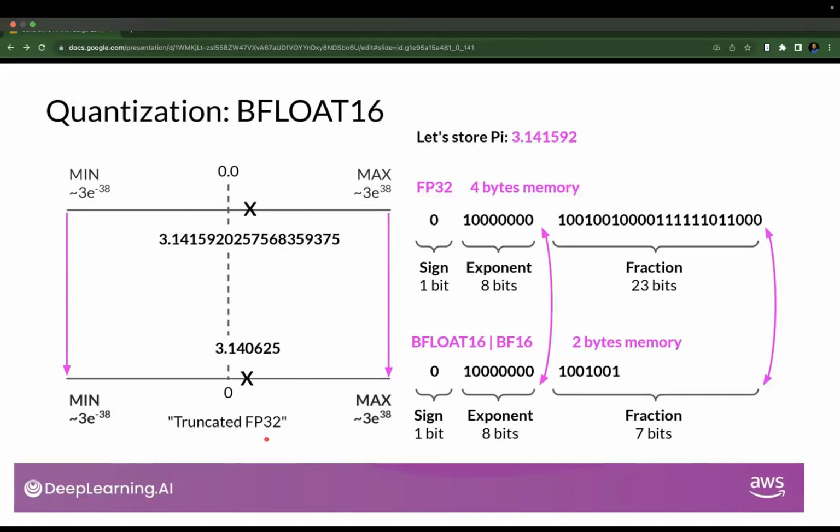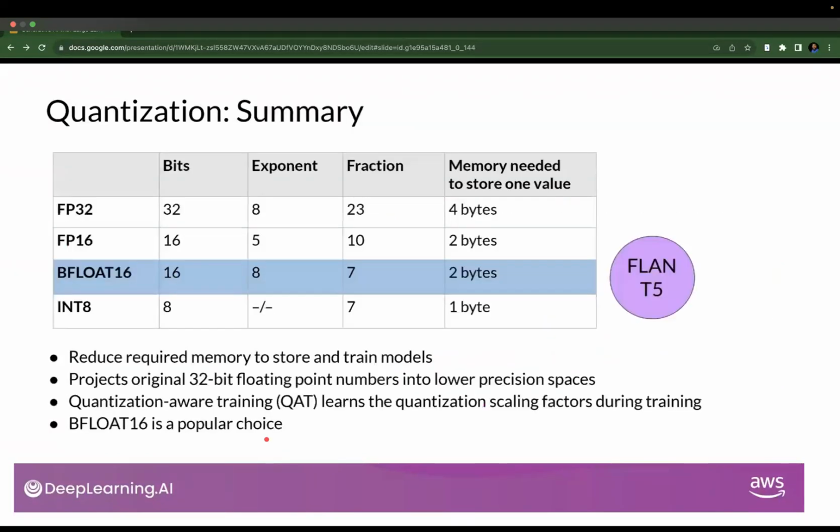These quantization techniques are very popular in order to optimize the model for deployment or for training. This is the summary of different quantization techniques when you move away from 32-bit float to 16-bit float. If you move to 8-bit integer, the possible range of numbers you can represent is very limited, but your memory footprint will be much lower.